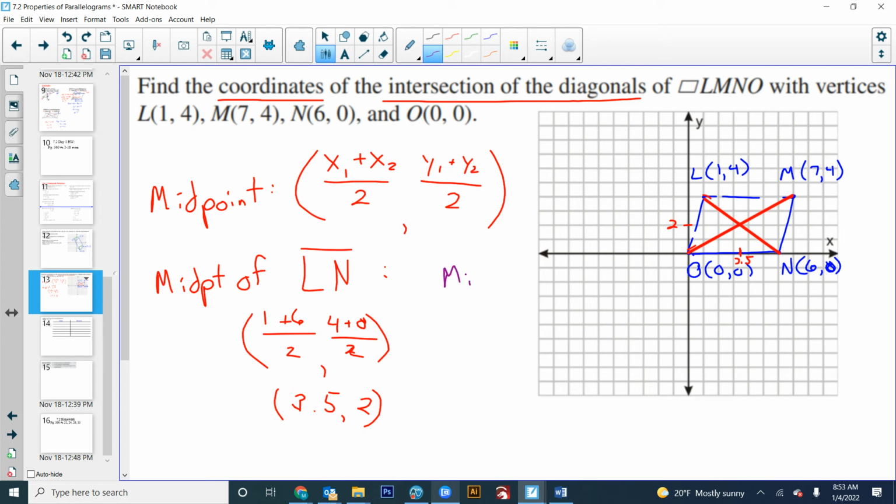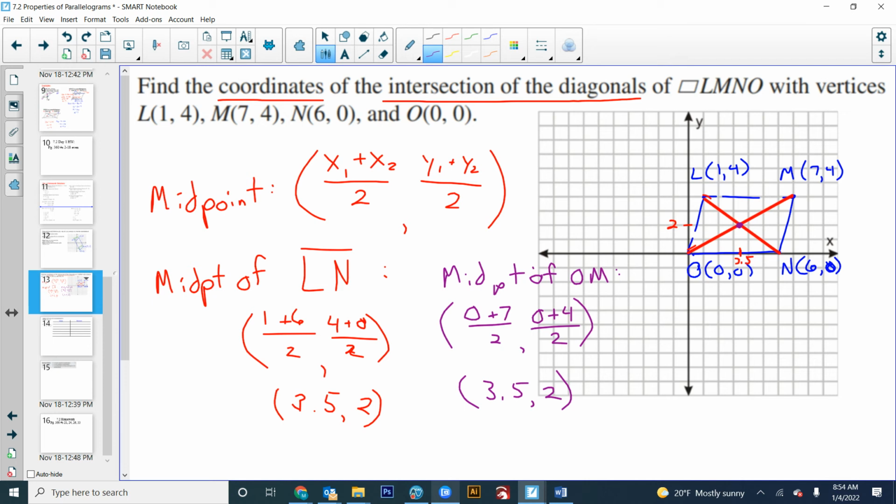Let's do the midpoint. By the way, if I were doing a quiz, I'd probably do the second one to make sure I get it right. Midpoint of OM. 0 plus 7 divided by 2, and 0 plus 4 divided by 2. And sure enough, 3.5 comma 2, which means they have the same midpoint.